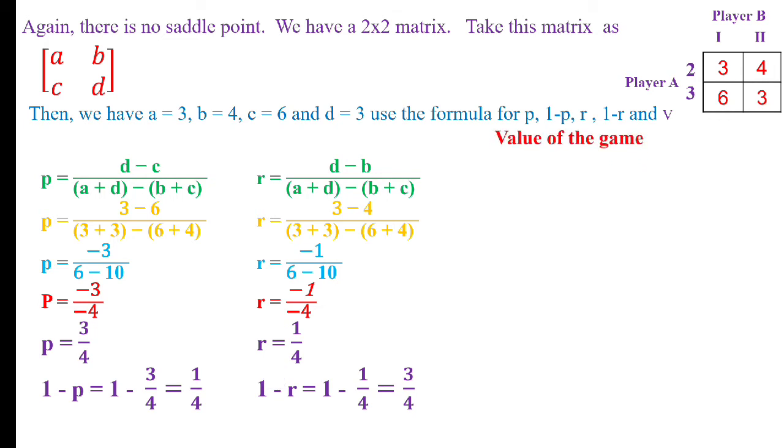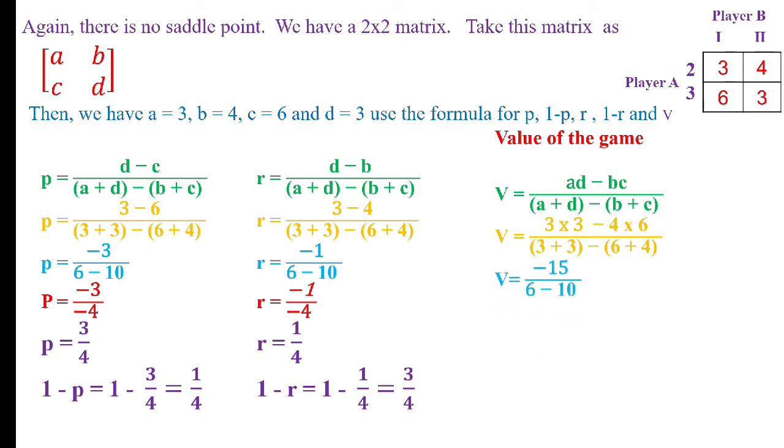Then we can find out the value of the game. The formula is AD minus BC divided by A plus D minus B plus C. Substitute the corresponding values: 3 into 3 minus 4 into 6, divided by 3 plus 3 minus 6 plus 4. Simplify: 9 minus 24 is minus 15, and 6 minus 10 is minus 4, so 15 by 4. The game is favorable to player A because it is a positive value.